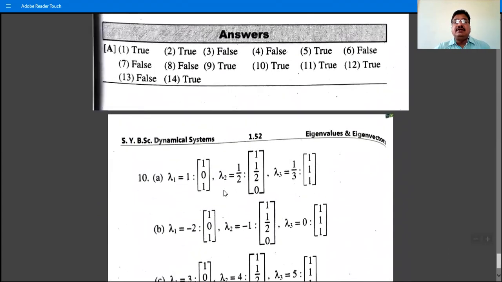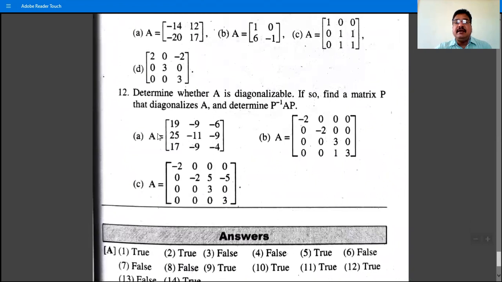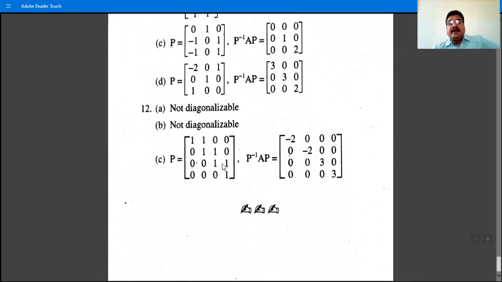Diagonalizable matrix. We have to determine whether A is diagonalizable. How can we determine whether A is diagonalizable or not? If A is of order 3 by 3, and A has 3 linearly independent eigenvectors, then A is diagonalizable. If A does not have 3 linearly independent eigenvectors, then A is not diagonalizable. So solve all these examples. Answers are given.